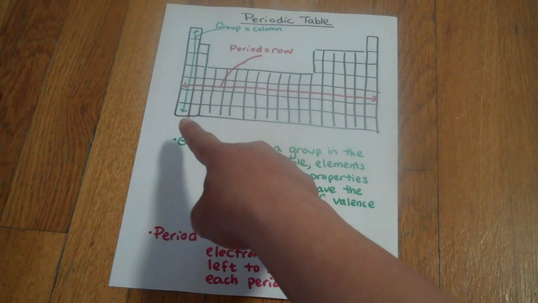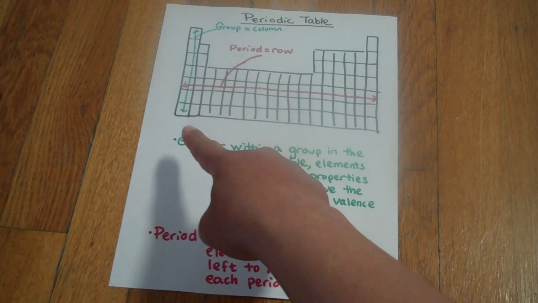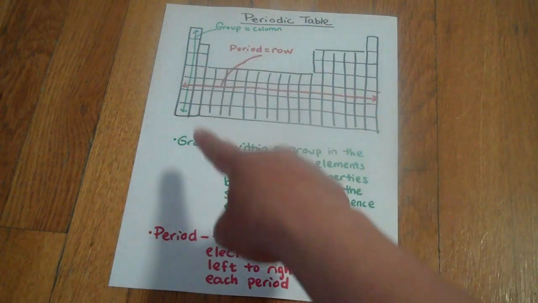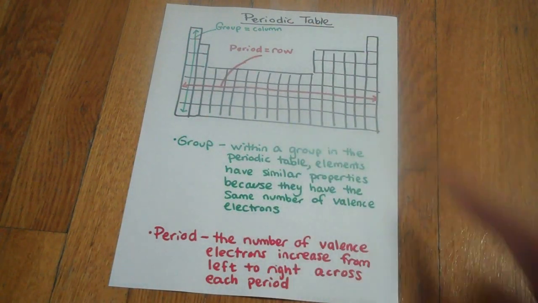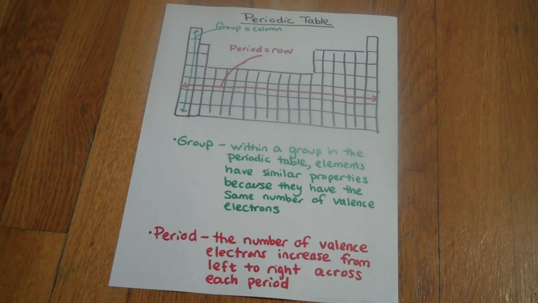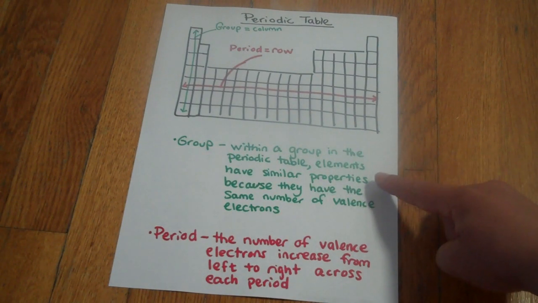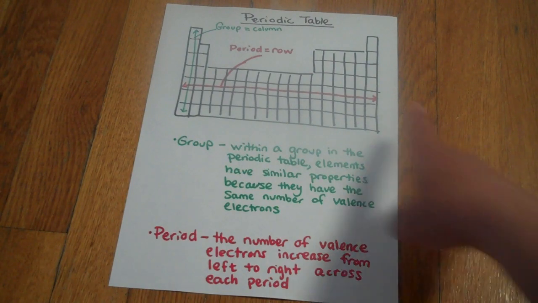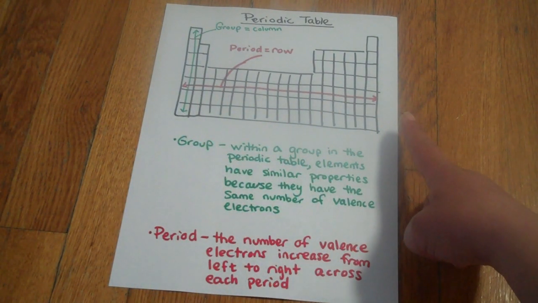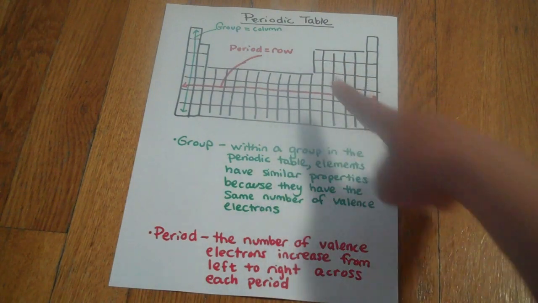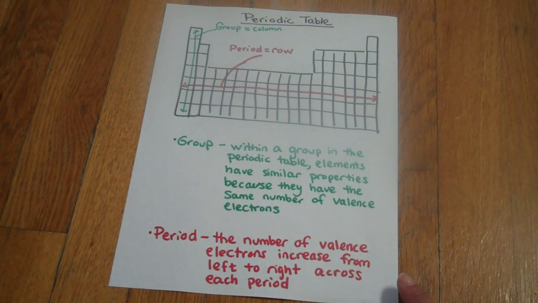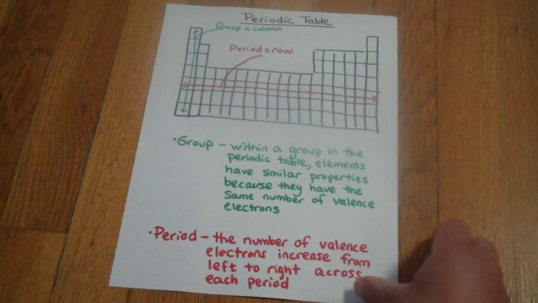I put over here, notice that there is an arrow going vertical up and down. That is called a group or a column. Groups or columns go up and down. A group within the periodic table of elements have similar properties because they have the same number of valence electrons. Now, going left to right, horizontal, that's called a period or a row. Across each period, the number of valence electrons increases from left to right. So that's how you have things similar.